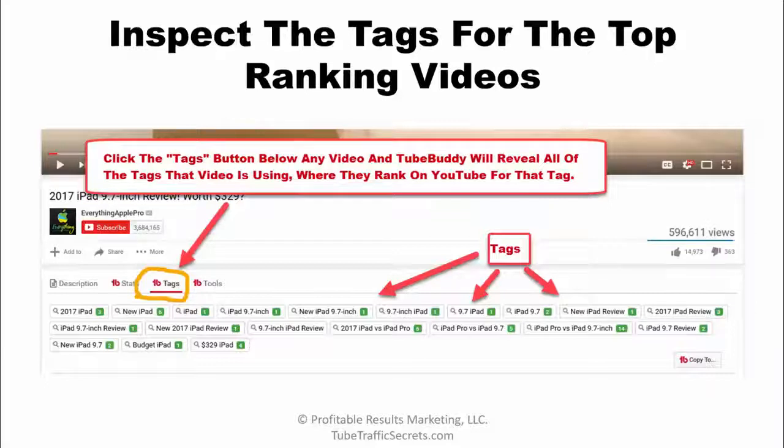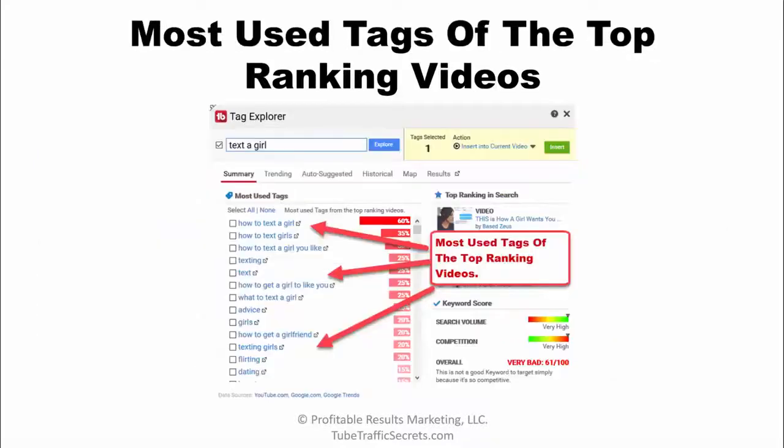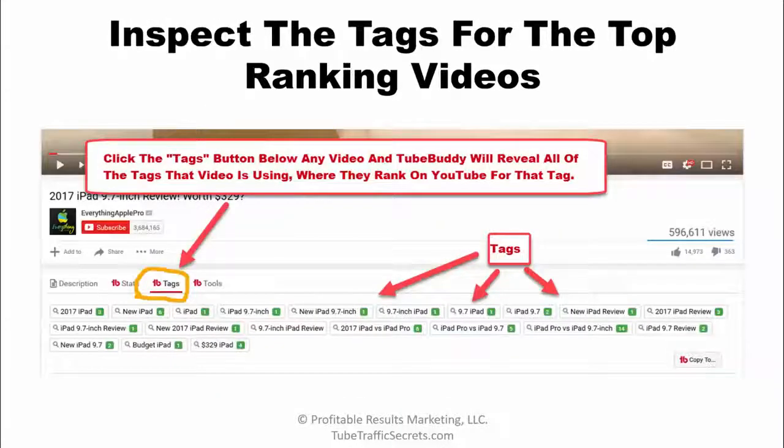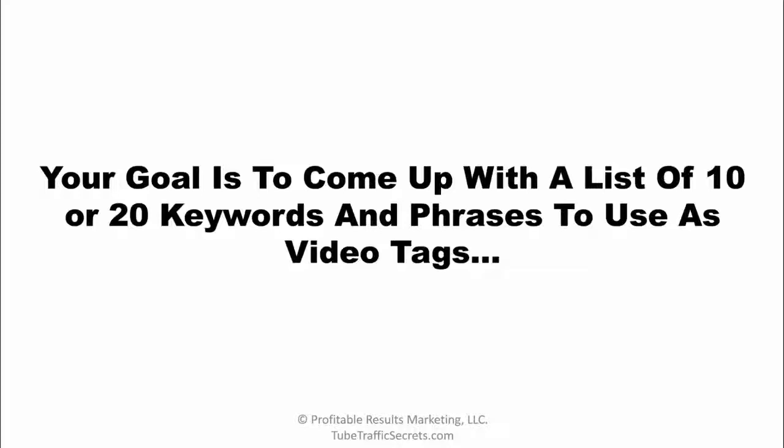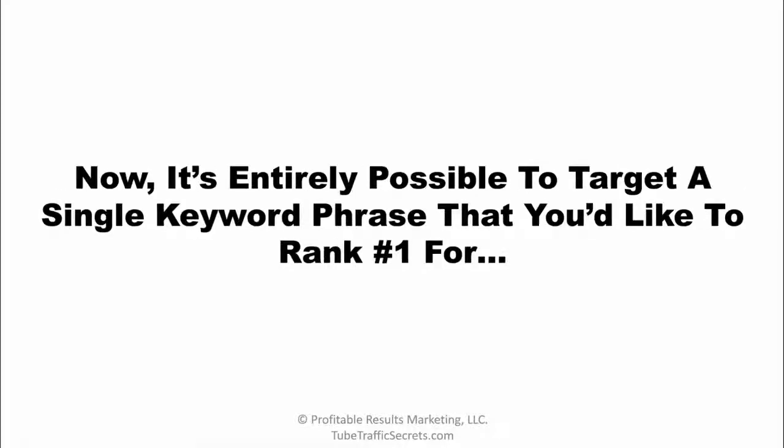If you have a new channel, if you don't have a lot of subscribers, you want to look for phrases that they say are easy to rank for. But by all means, if you have a big channel that's really rocking, then you can afford to try to target some of the more competitive keyword phrases. Your goal is to come up with a list of 10 or 20 keywords and phrases to use as video tags. Now, it's entirely possible to target a single keyword phrase that you'd like to rank #1 for.